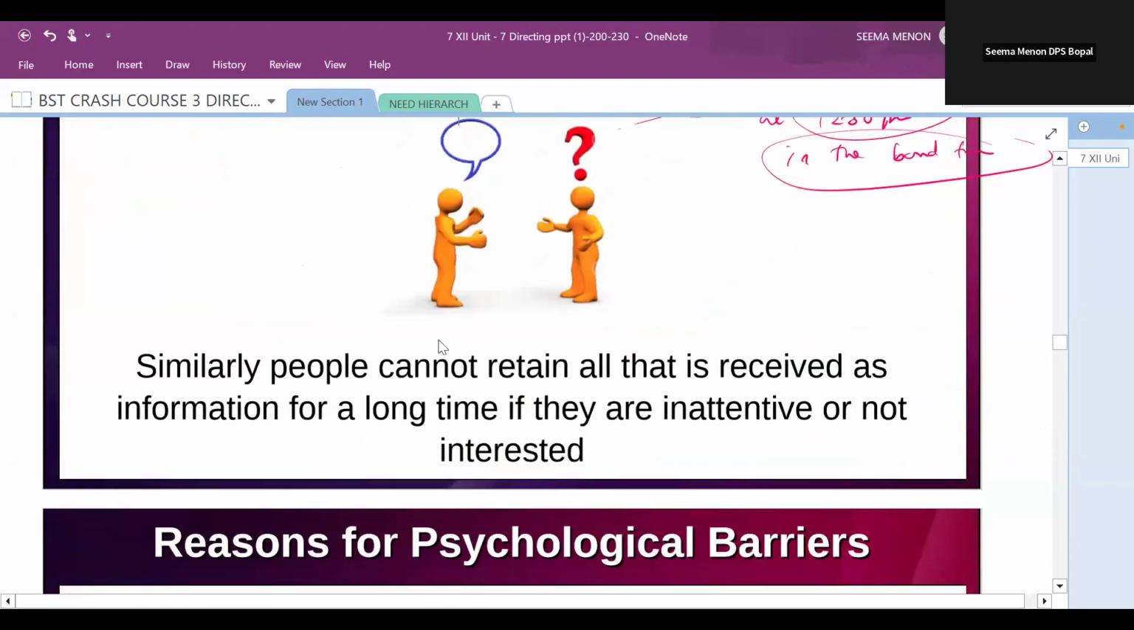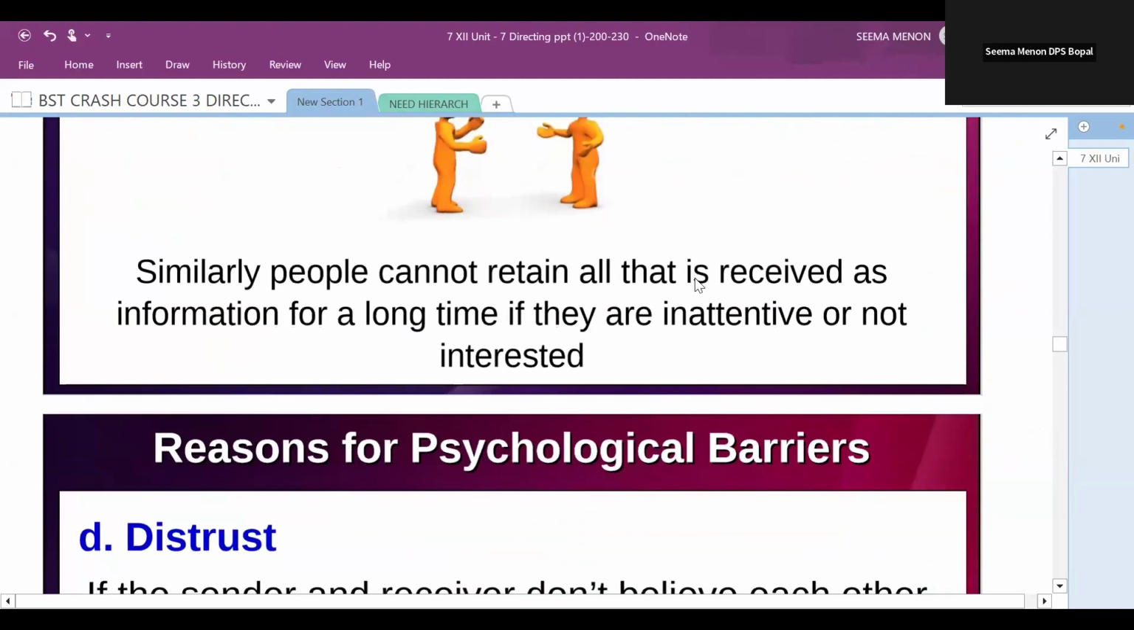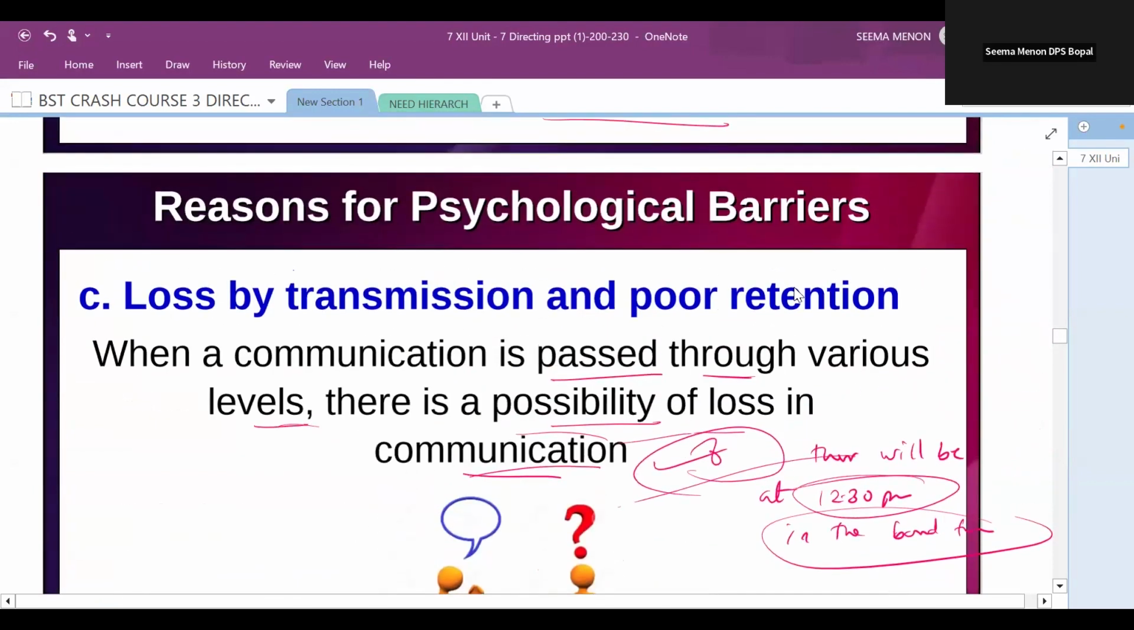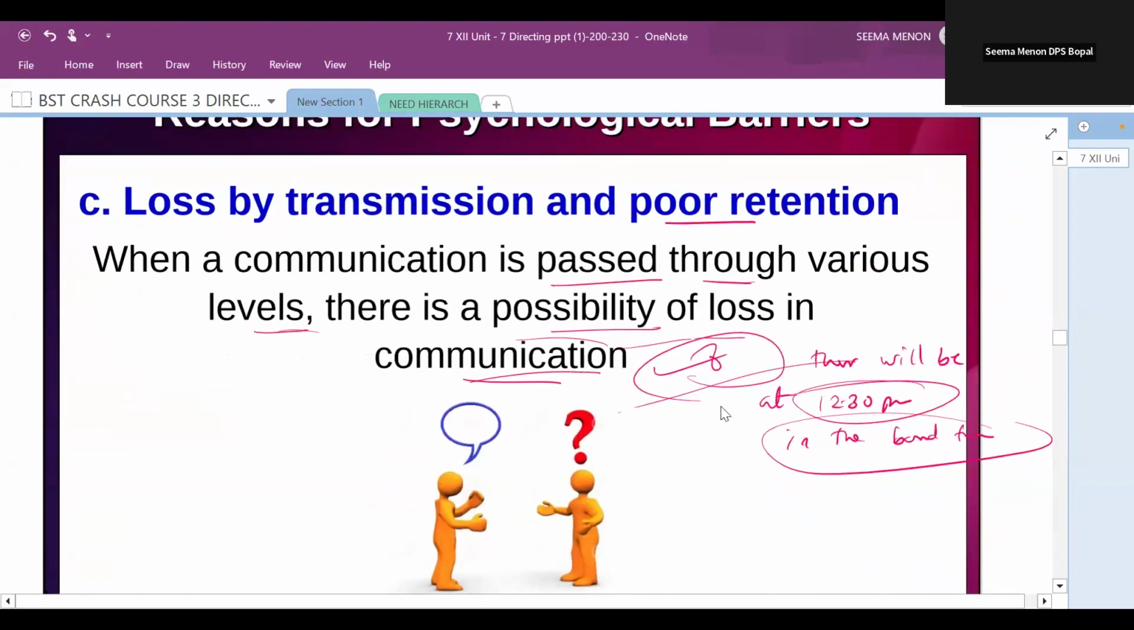That can happen. Similarly, people cannot retain all that is received as information for a long time. Somewhere there is lack of memory. So if they are inattentive or not interested, what will they do? Poor retention will be there. They are inattentive, they do not have any interest. That time also it can happen.